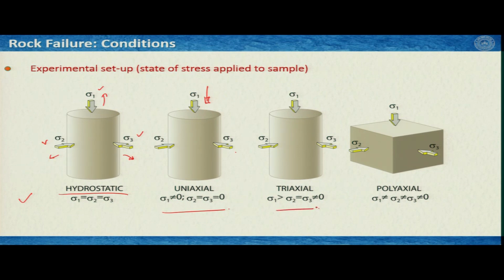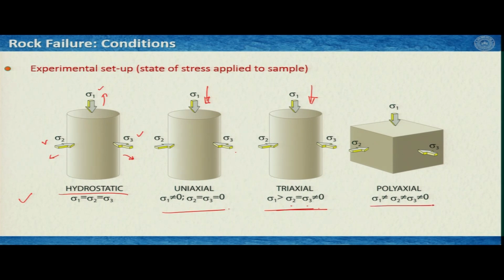Then we have another setup called tri-axial, where sigma 1 is as we considered for uniaxial, but sigma 2 and sigma 3 are either equal to each other or sometimes not equal. If they are equal, then we call it tri-axial. That means sigma 1 is greater than sigma 2 and sigma 3, and sigma 2 and sigma 3 are equal and not equal to 0. So, the rock is under confinement and then a deviatoric stress is applied to the sample.